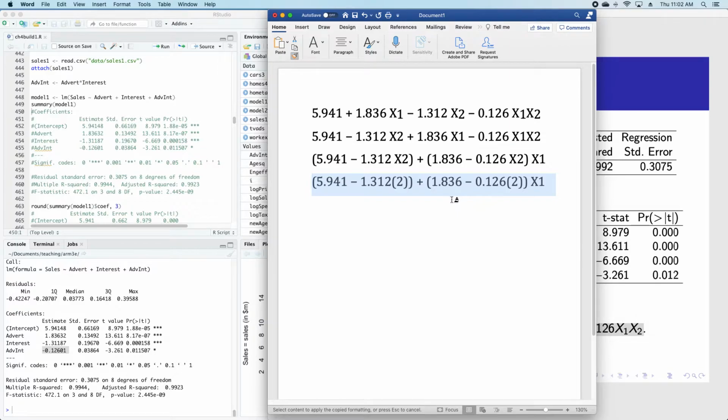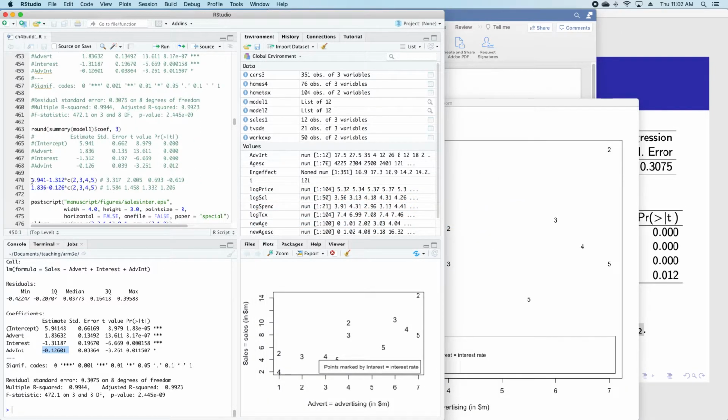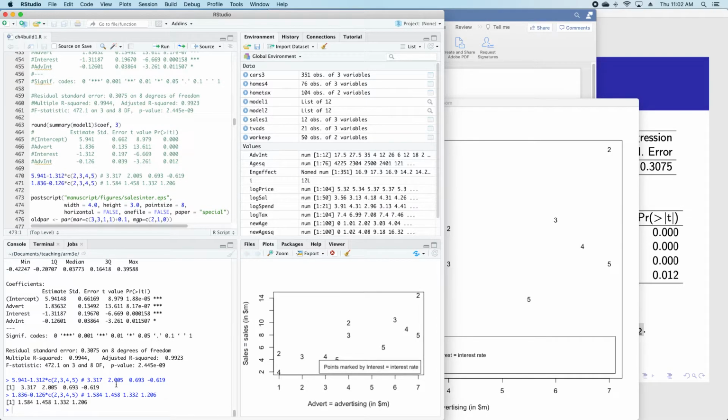Okay, and I'm actually going to switch over to R now so that we can do that calculation. So that's these two pieces of code here. What I'm doing here is I'm taking 5.941 minus 1.312, and then I'm multiplying it by, I'm going to do all the calculations at once. So I'm going to multiply it by 2 and 3 and 4 and 5, and then the answers I get for those calculations are 3.317, 2.005, 0.693, and minus 0.619. So that's the result of this calculation when x2 equals 2, 3, 4, and 5.